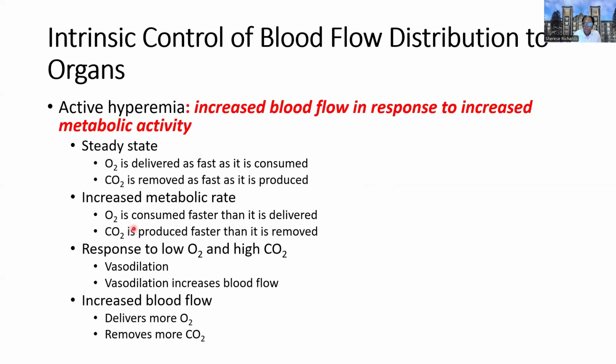Both of those are triggers to have increase in the lumen, right? Both of those are triggers to have relaxation of the smooth muscle, increase in the radius, and more flow to that tissue. So the response to low oxygen, high CO2 is vasodilation, which is what increases blood flow. Okay, that's going to bring in more oxygen while simultaneously clearing away more of that CO2.